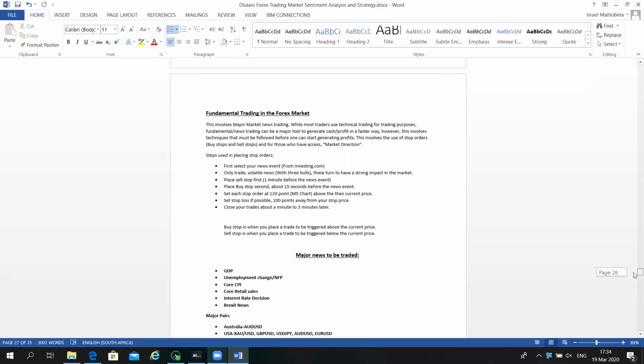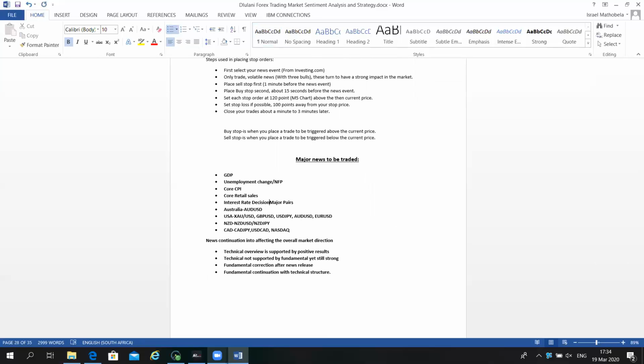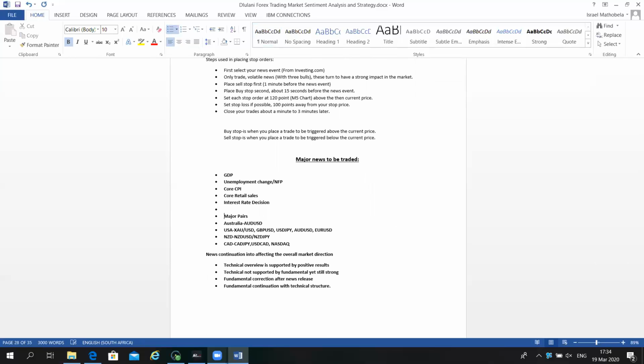So here we focus on fundamental trading in the market. We summarize the major news: your GDP, unemployment change, NFP, the core CPI, core retail sales, interest rate decision, and something that is no longer there, Brexit. Right. So, and now major pairs to look at.